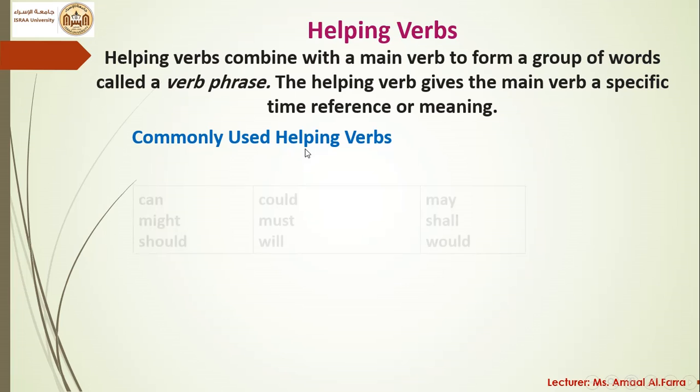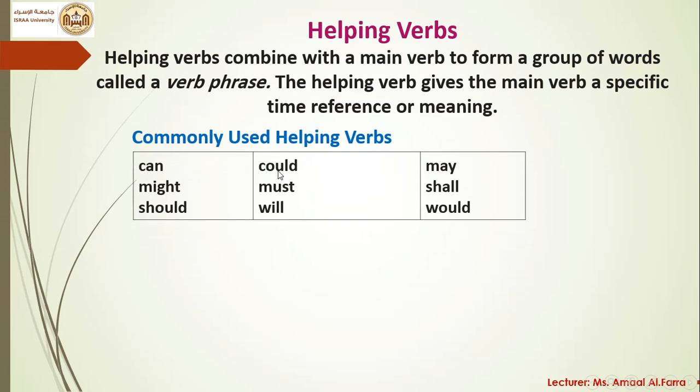Commonly used helping verbs are what? Can and the past of it, could, may and the past of it is might, must, shall, should, will, would. All of these are called helping verbs and they are used with the main verbs. Together we call them verb phrase.